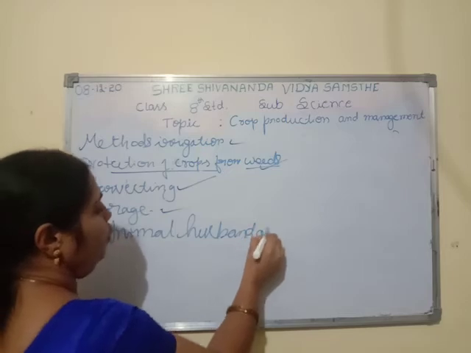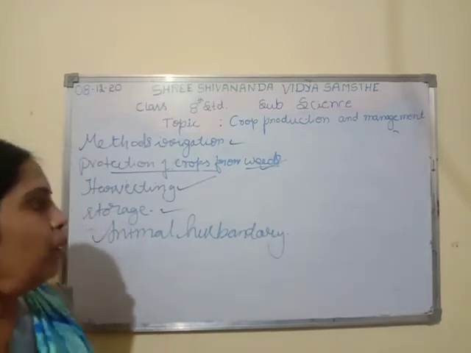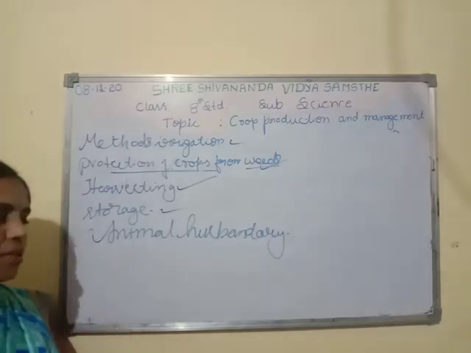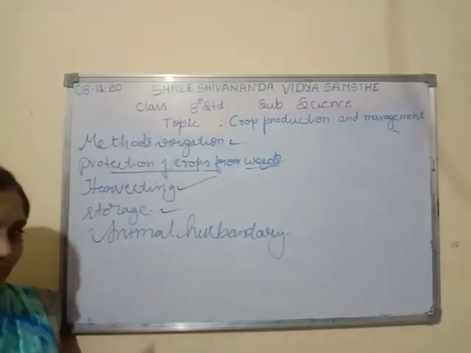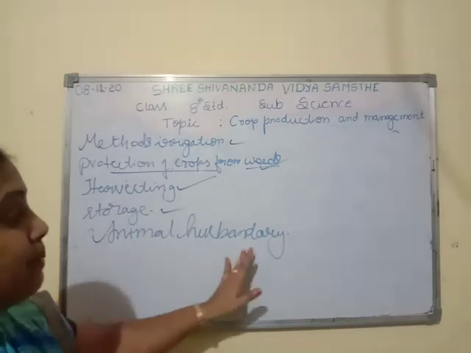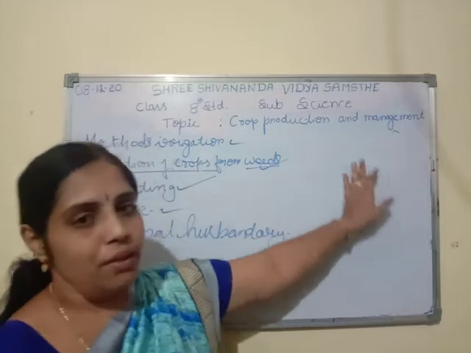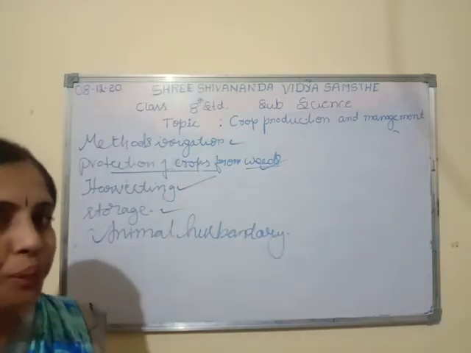Till now we came to know about crop production, how the crop is produced and also protected. Okay, so the next one is animal husbandry. So here in crop production we are making use of some animals also, ಅಲ್ವಾ.